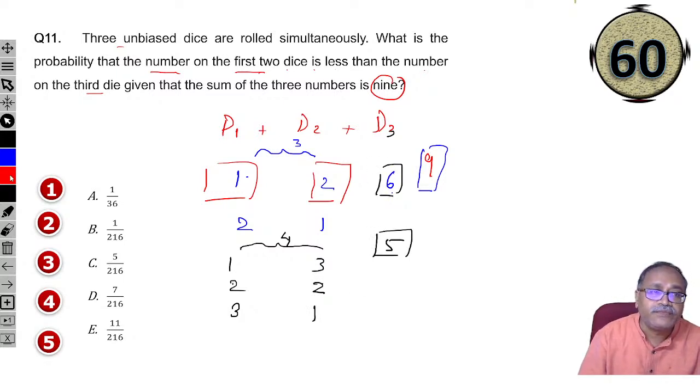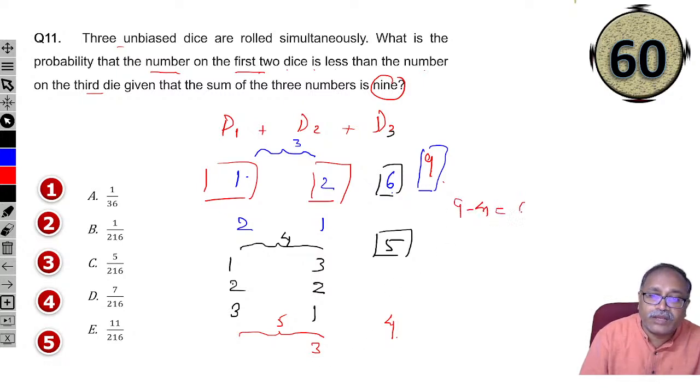What if I take this number as a 4? So the sum of these two numbers must be 5 in order to make the total 9. Then I notice that if it is 4, and I know that the number in dice 1 and dice 2 is less than that of dice 3. So here the numbers should be less than 4. So can I take this as 3? One number, because what is my requirement? 9 minus 4, I need the 5.